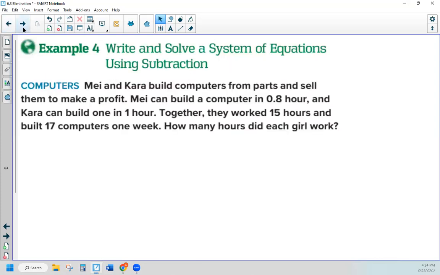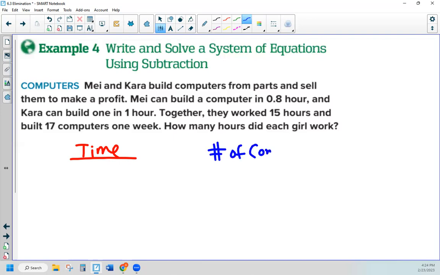So let's go back here. Now, the secret sauce is that in every question that deals with systems of equations, there are 2 different categories all the time. The 2 categories that we have in this question are, the first one is time, and the other one is number of computers, or just computers.